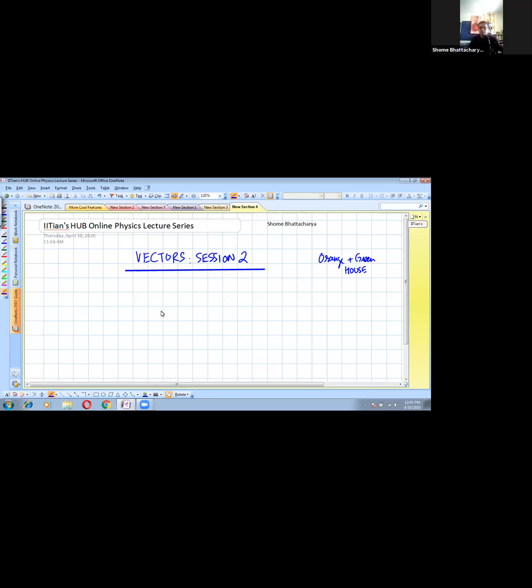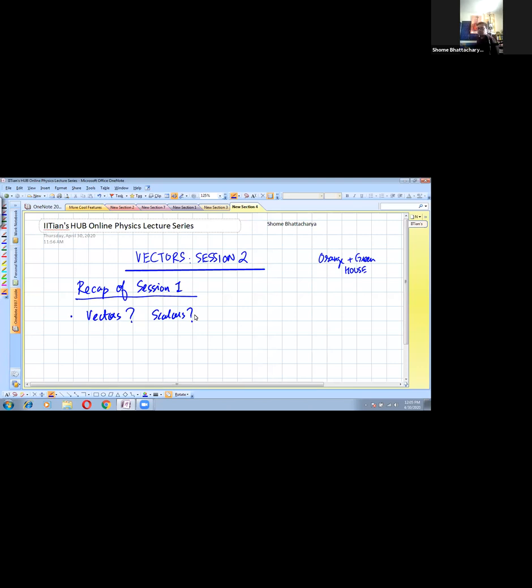So let's start with a quick recap of the important things that we learned about vectors in the first session. First of all, we learned what vectors themselves were, versus what scalars were. And that I think is pretty clear to all of you.